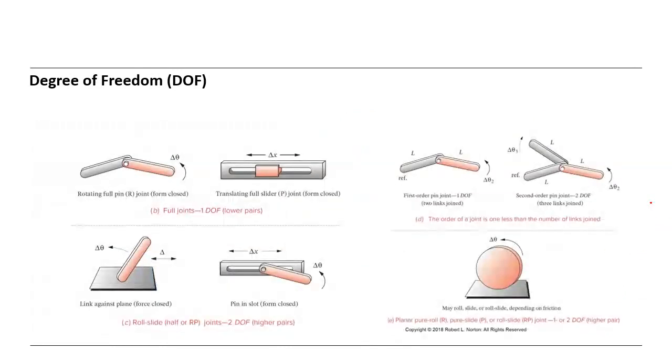Okay, then you see here some members or links joined together. Here 2 links are joined by a pin connection, which has 1 degree of freedom. This 1 degree of freedom is the rotation, as indicated here with delta theta. And here also 2 links are connected, and this has such a motion, that means translation along the x-axis.